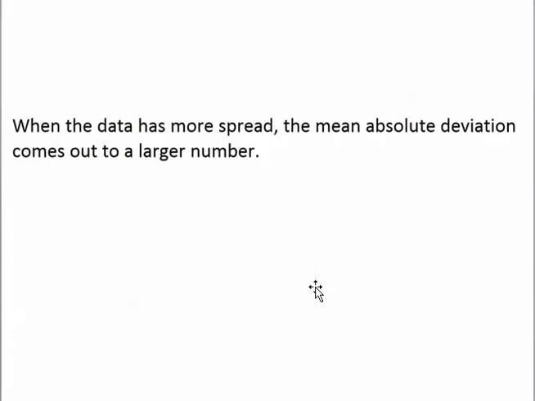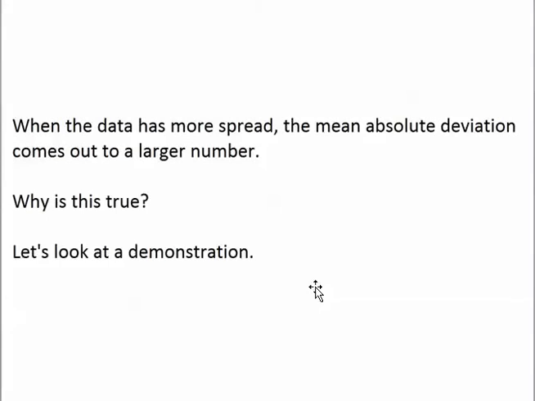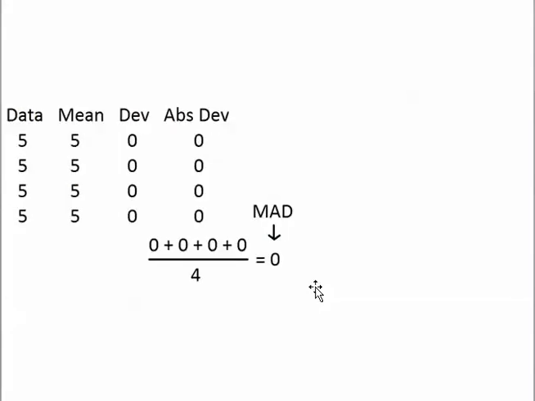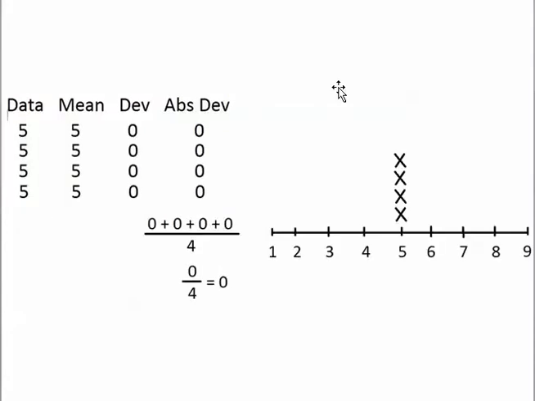Now I want to talk about why the mean absolute deviation comes out to a larger number when the data has more spread. So here's a demonstration. If every data value is the same, then the data has no spread at all, and the mean absolute deviation is 0. So here we have all 5s. If there's no spread at all in the data, the MAD comes out to 0.